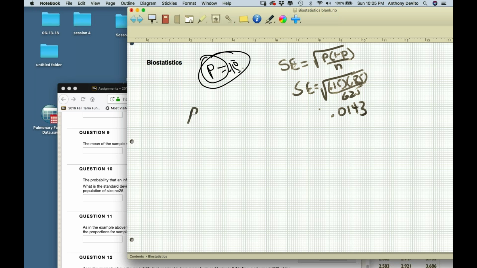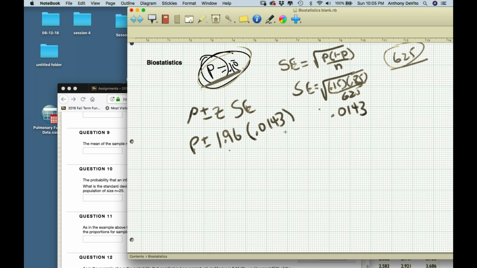It's equal to p cap plus or minus, well, since I almost always assume, because we use large samples, the sample is very large, I use the z-score here. Z times the standard error. So p cap plus or minus 1.96. For proportions we're almost always going to be using the Z value because we're only going to do it for large samples, times the standard error, which is 0.0143, which we just calculated.